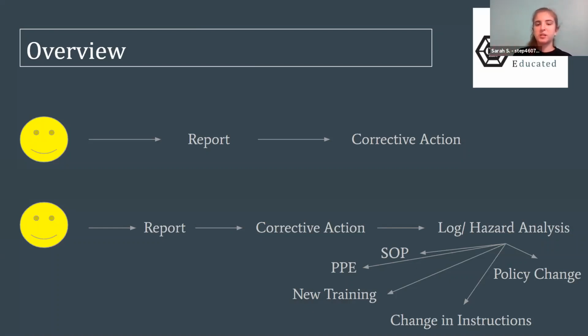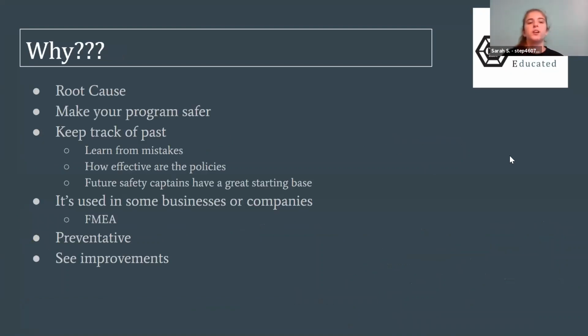This is pretty much just making sure that after the report, it just doesn't sit in a folder, binder, or wherever it's stored and just sits there. You want to make sure that the reports are working for you. So we're going to talk a little bit more in depth about this process, why we do it, and all that stuff. So why do we do it?